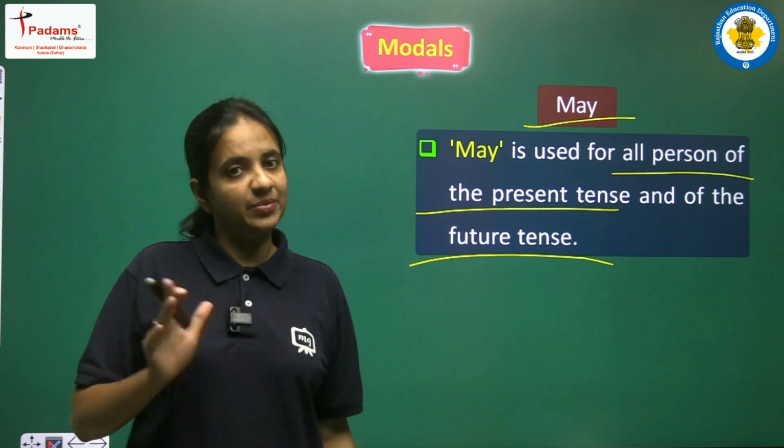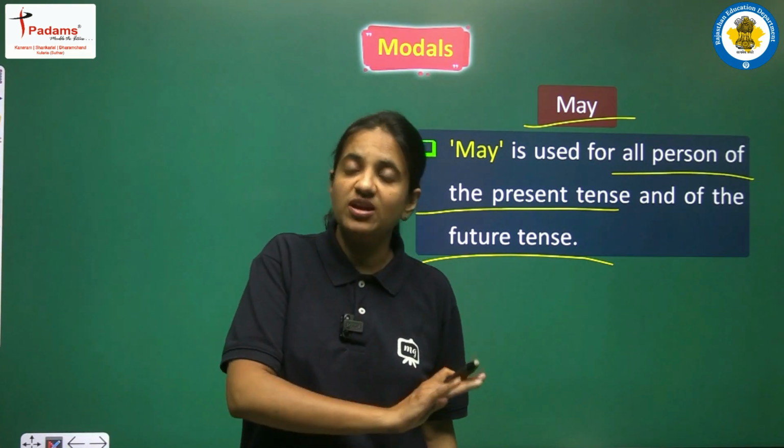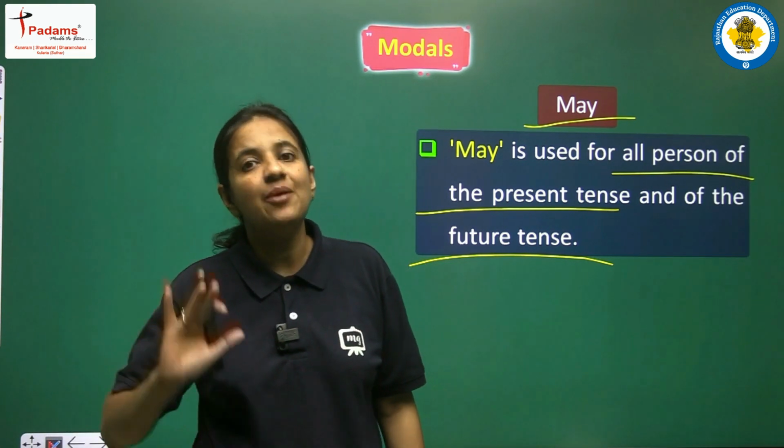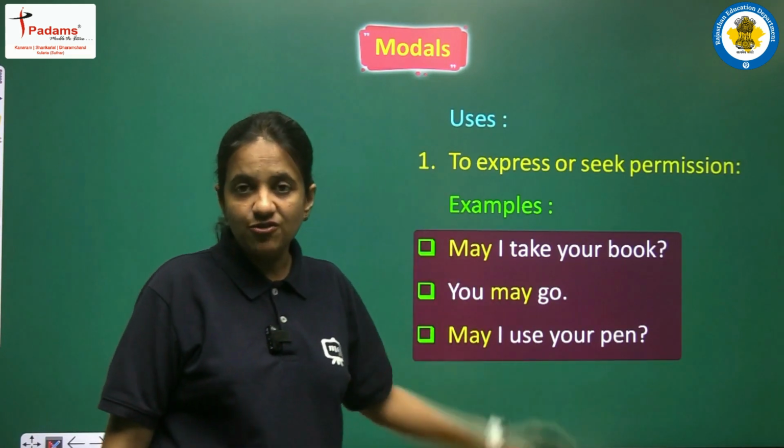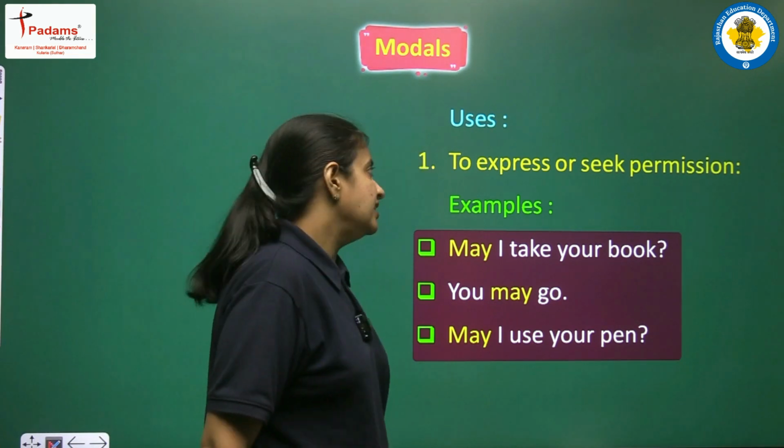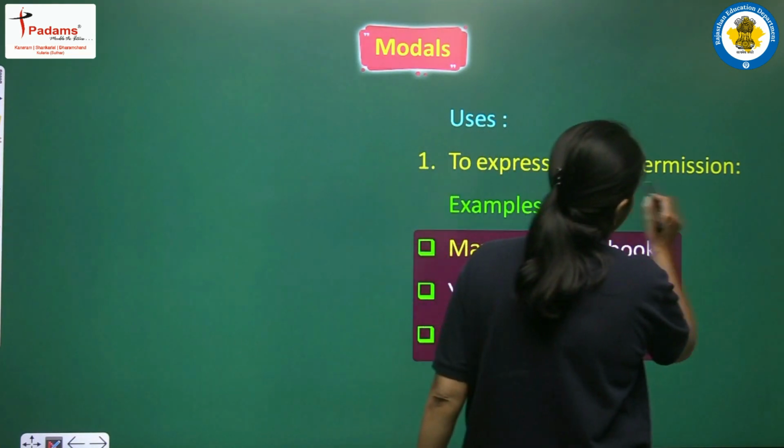It is used in the present and it is used in future as well, but it is not used in the past tense. Okay, and now we are having the different uses of may. So let's see the first one. It is used to express or seek permission.